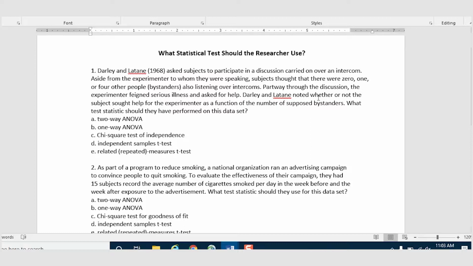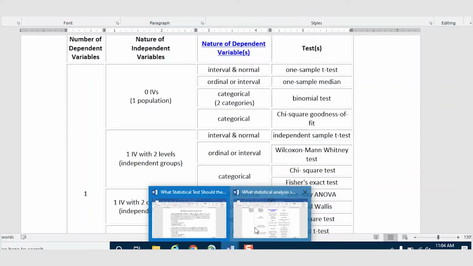Darley and Latané noted whether or not the subject sought help for the experimenter as a function of the number of supposed bystanders. Okay, so what that means is the dependent variable is whether or not they helped. So the dependent variable is, did they help or did they not help? Notice that's categorical, right? That we have for our dependent variable. Our independent variable, we seem to only have one independent variable that has 3 levels to it, right? For that condition. So let's go back to our table then with the information that we have.